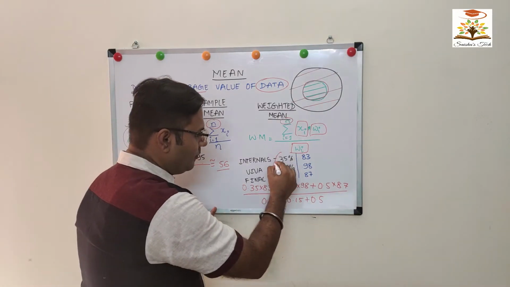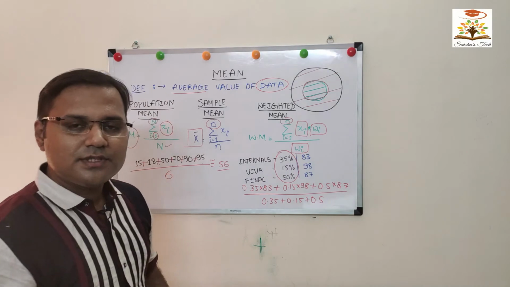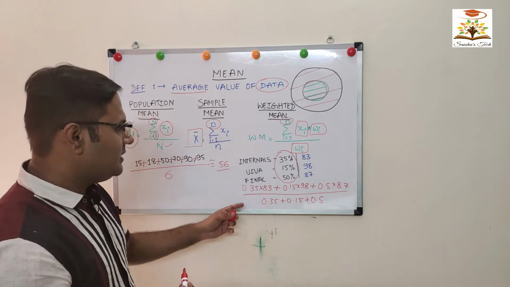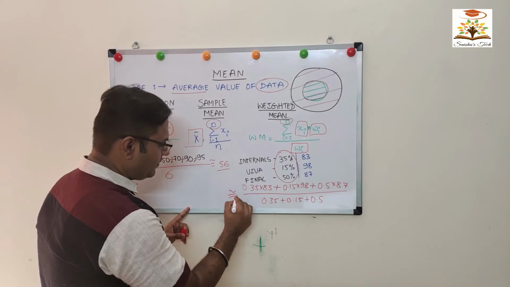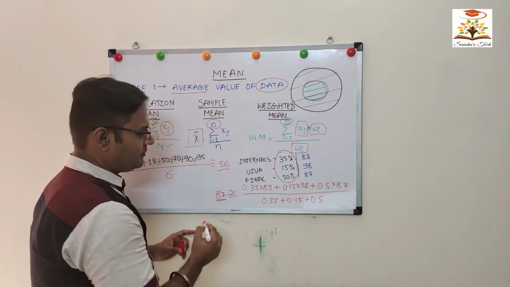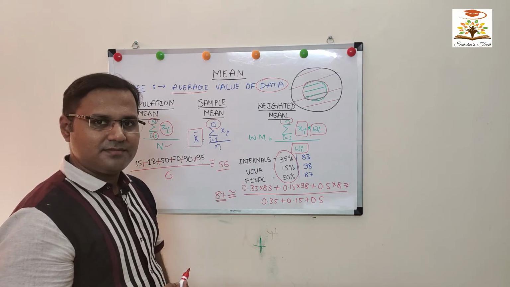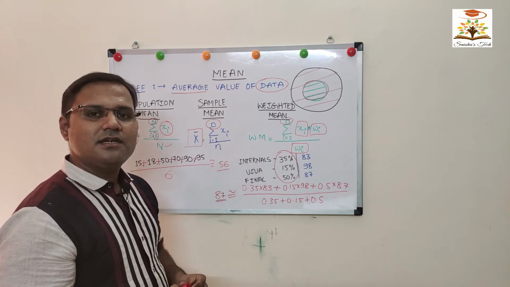Always, the weights provided to each value in the data set add up to 100. This is nearly equal to 87. This is how we calculate weighted mean. These are some of the types of means.